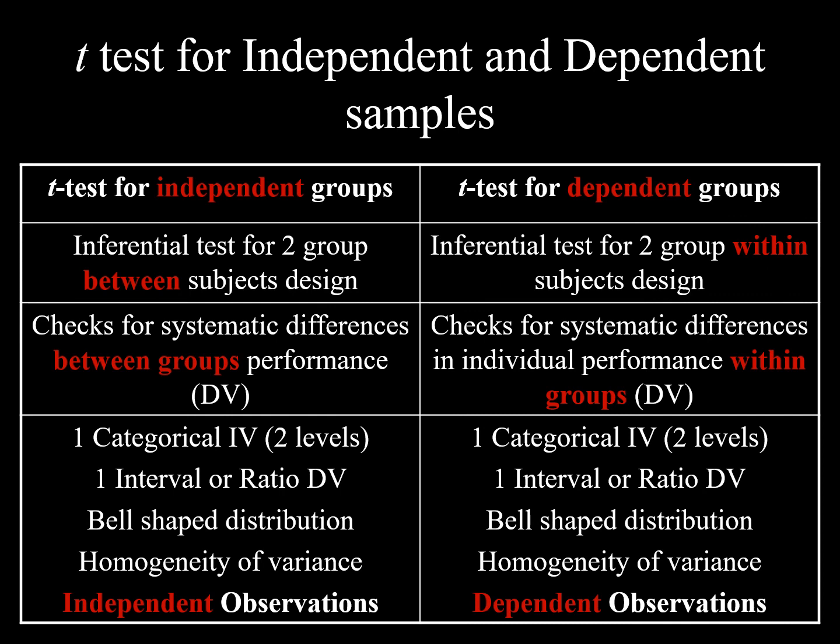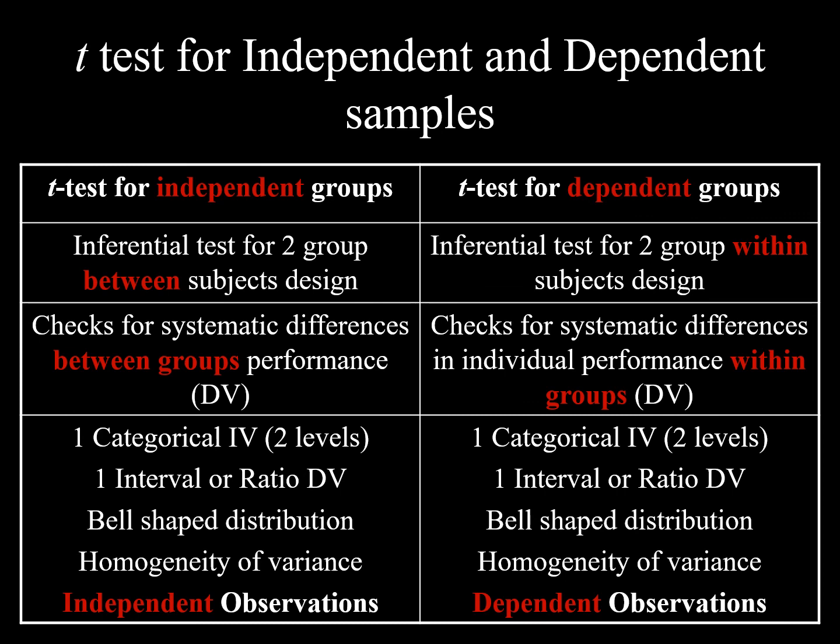Remember that bell-shaped distribution means that our DV across both groups is normally distributed, and homogeneity of variance means that the variance within group 1 is similar enough to the variance in group 2 that it's appropriate to look at those as a mean difference. And independent observations means that not only are they different people in each condition, we have made sure as much as we can methodologically that those two groups did not interact or affect each other's performance in the experiment.